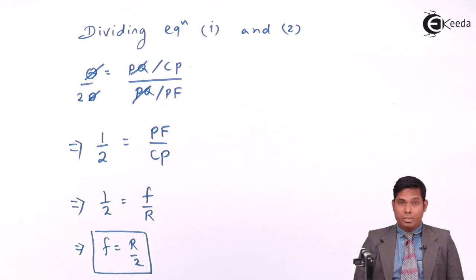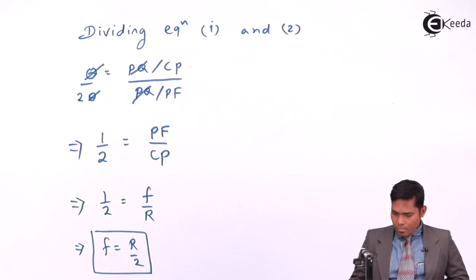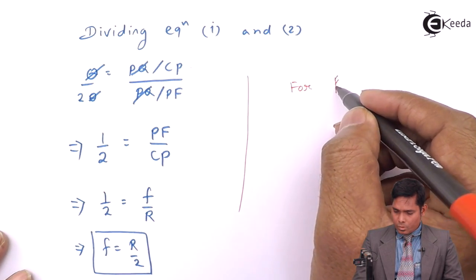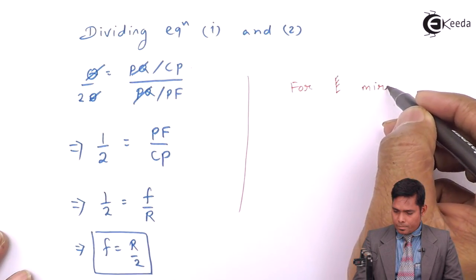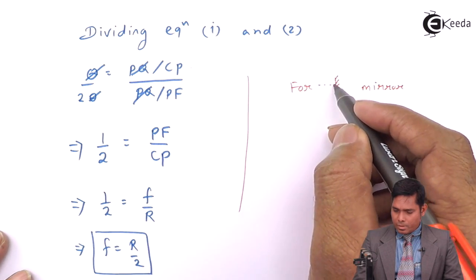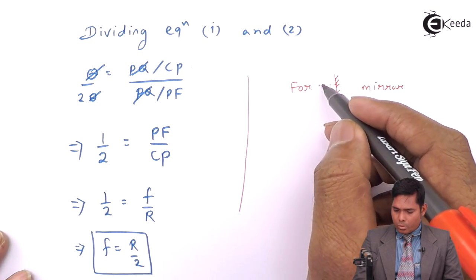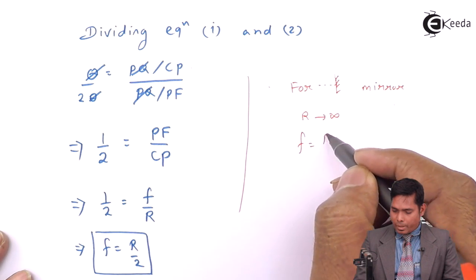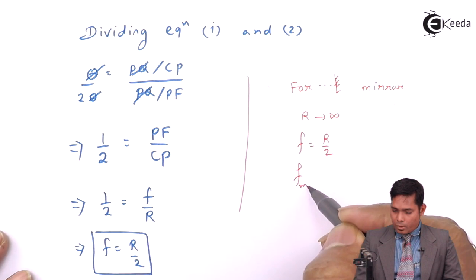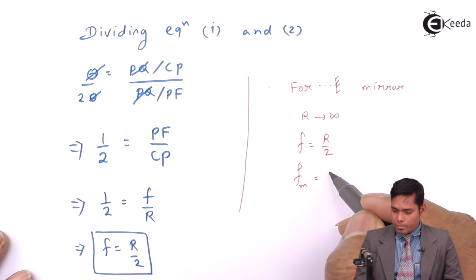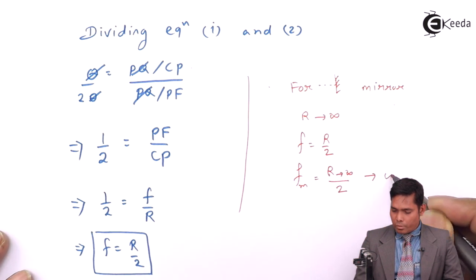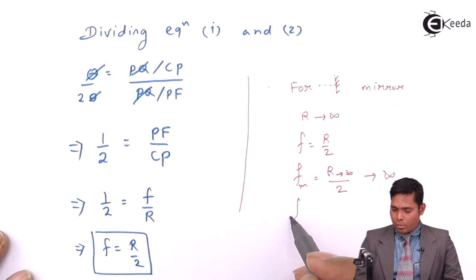If the radius of curvature tends to infinity for a plane mirror, what is the radius of curvature? Because this is plane and flat, it goes up to infinity. R tends to infinity, so F equals R by 2. So for a mirror, R tends to infinity, divided by 2, the whole thing tends to infinity. So the focal length for a plane mirror is infinity.